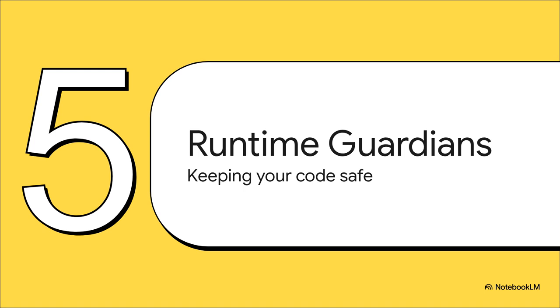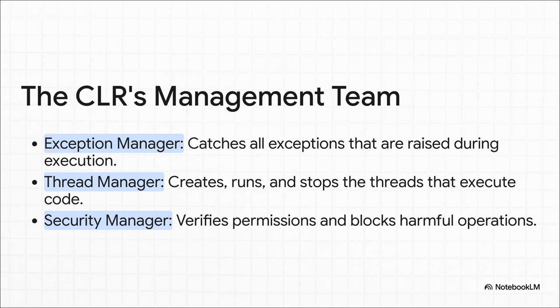And finally, we get to the runtime guardians. Our code is now compiled and it's actually running, but the CLR's job is far from over. It's now acting like a team of vigilant guardians, constantly working in the background to make sure everything stays safe, stable, and running right. Think of it like this. You've got this whole management team on the job. The thread manager is like a master juggler, letting your app do multiple things at once, without dropping the ball. If something goes wrong, and let's be honest, things always go wrong, the exception manager is your safety net, catching errors gracefully so your whole app doesn't crash. And standing at the door is the security manager, acting like a bouncer, checking IDs and making sure no code tries to do anything malicious.